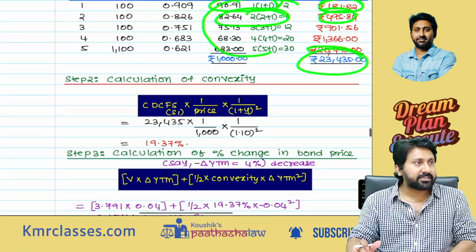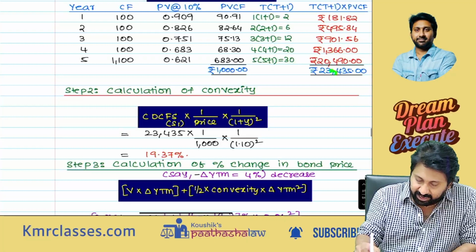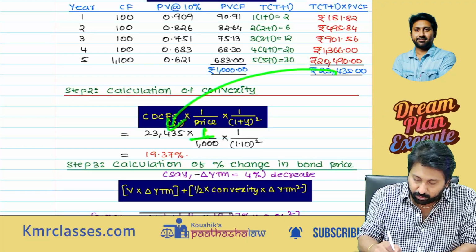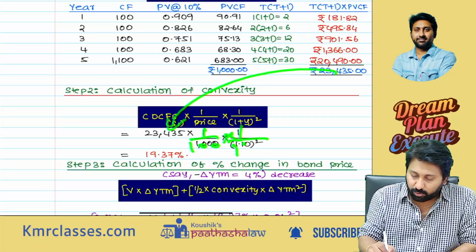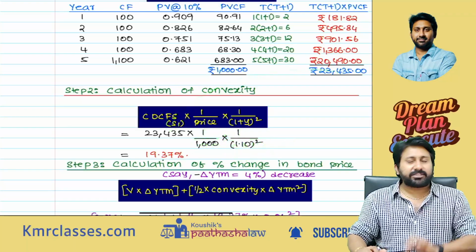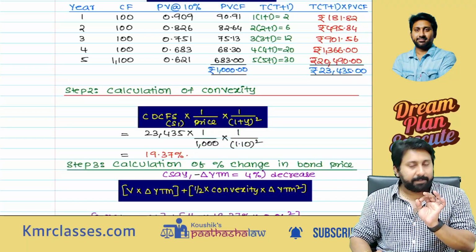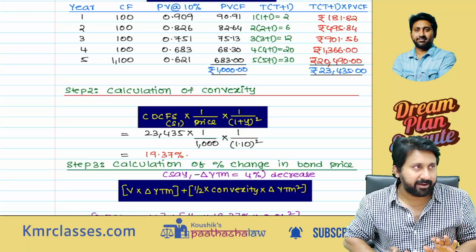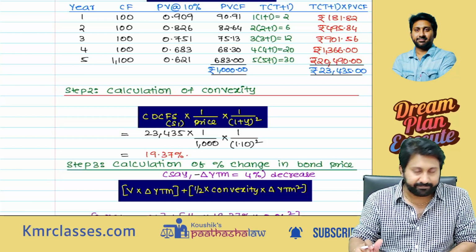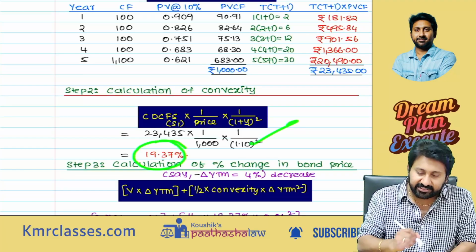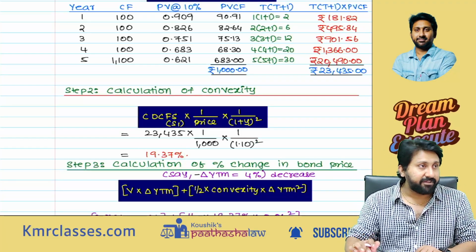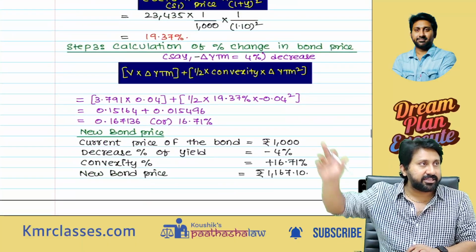Step 2: step 1 answer into 1 by 1000 into 1 by YTM whole square. So just step 1 divided by price into 1 plus y whole square. You will get one answer now. This is the degree of convexity. Let us now adjust in this formula.